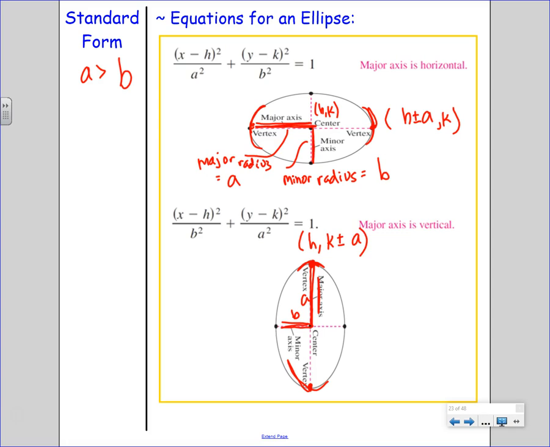Okay, I guess that's it. Let's see what we can do with it. Sound good? Let's see what we can do with it. Pause real quick. Why is this not a parabola? I see a squared.